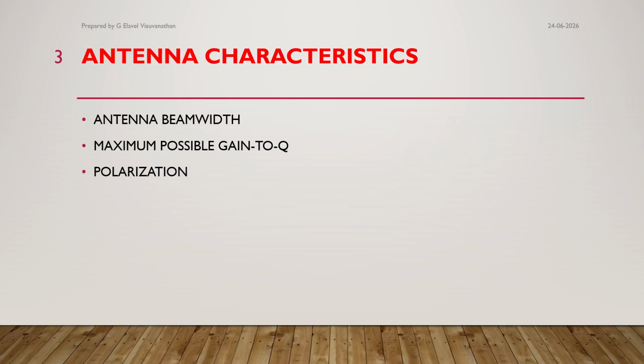Antenna beamwidth, maximum possible gain to Q. Q is nothing but quality of pattern. Then third one, polarization. So what are the antenna characteristics? Antenna beamwidth, maximum possible gain with compared to quality. Then third one is nothing but polarization.